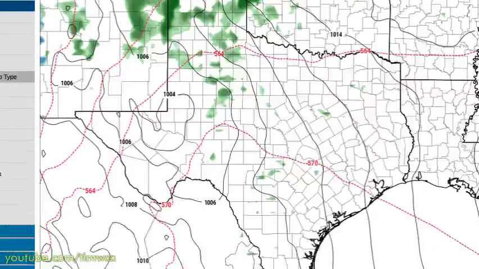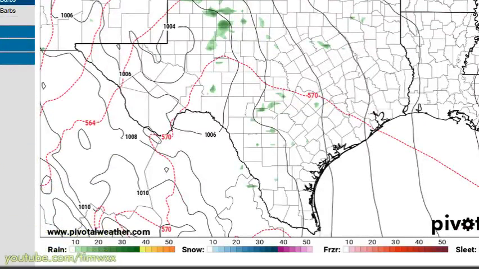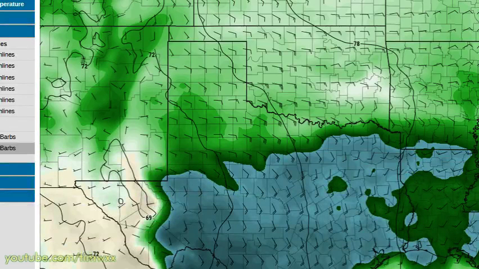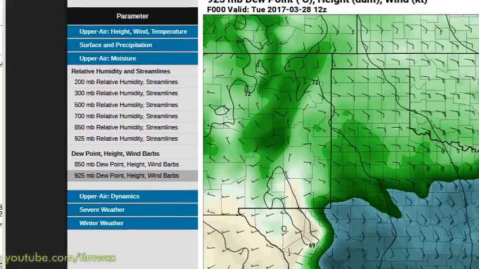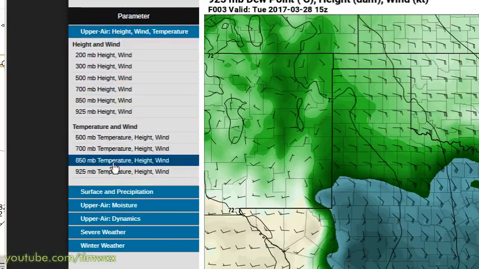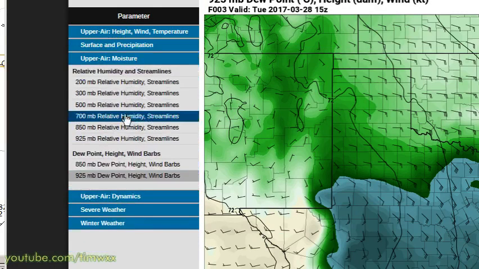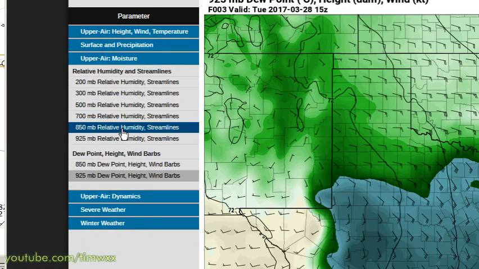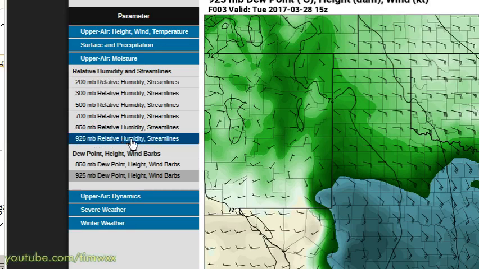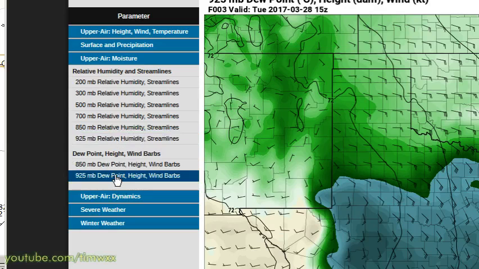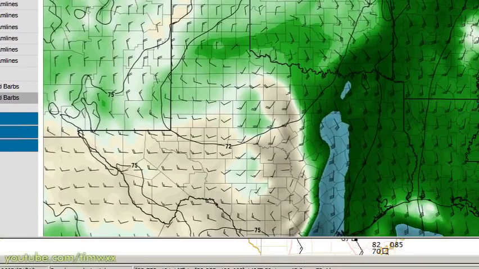And I think we might have that on the NAM. Upper air moisture, yes, we do. Pivotal Weather to the rescue. A lot of weather websites don't give you this data. They'll give you the relative humidities aloft. Almost every website has that, but nobody gives you dew point. And I think that's really important for severe weather forecasting because that gives you an idea of your moisture depth and the moisture extent aloft and where it is.